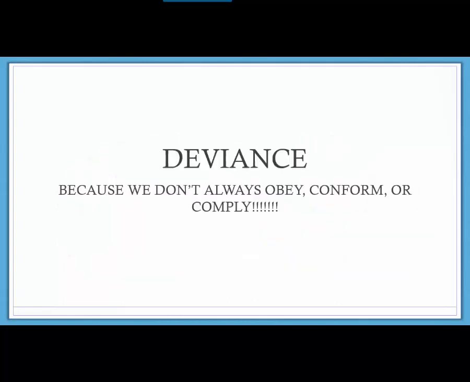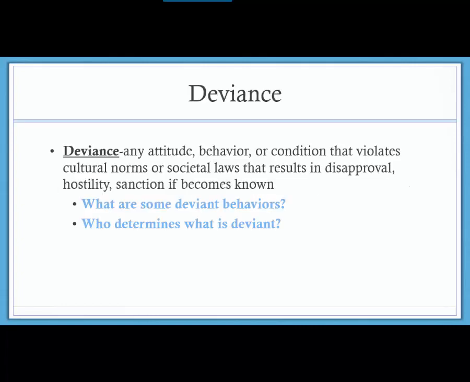Now, that being said, all of this leads up to our discussion of deviance, because we do not always obey, we do not always conform, and we do not always comply. So a fancy way of saying that is, we don't always do what's expected of us. And that is basically what deviance is. It's any attitude, behavior, or condition that violates cultural norms or societal laws, and it results in disapproval, hostility, or sanction if it becomes known.